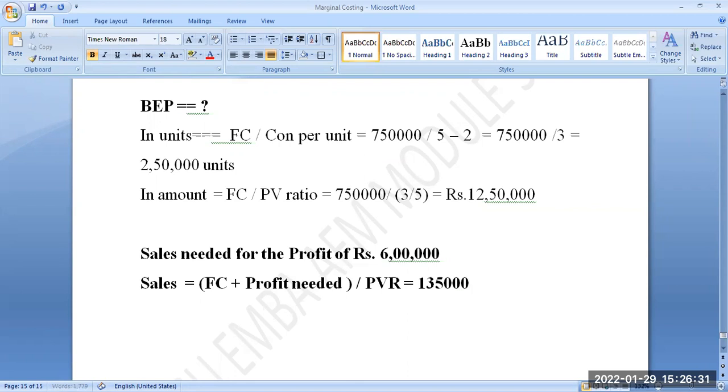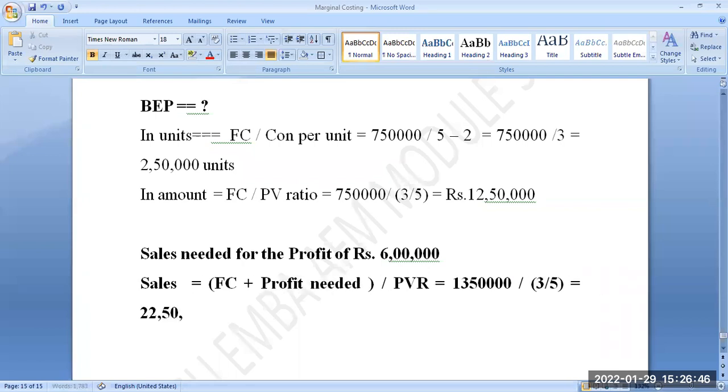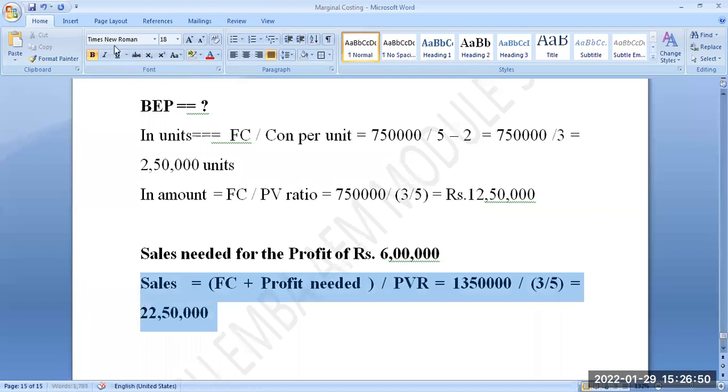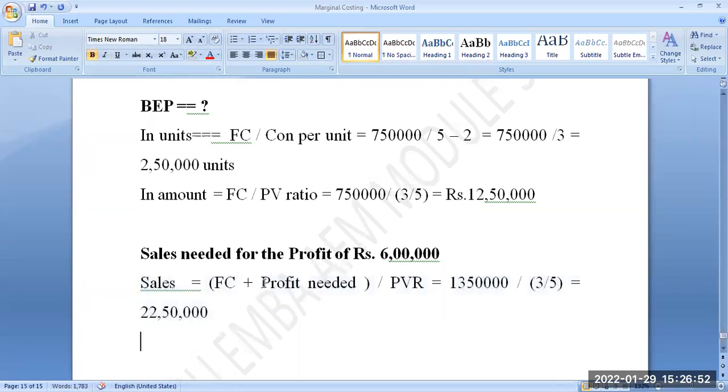13,50,000 divided by 3 by 5 is equal to 22 lakhs 50,000. That is the amount to be made as sales in order to earn a profit of 6 lakhs.